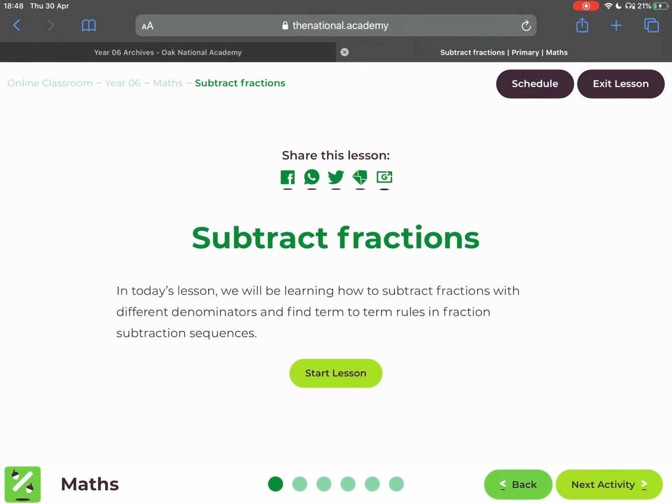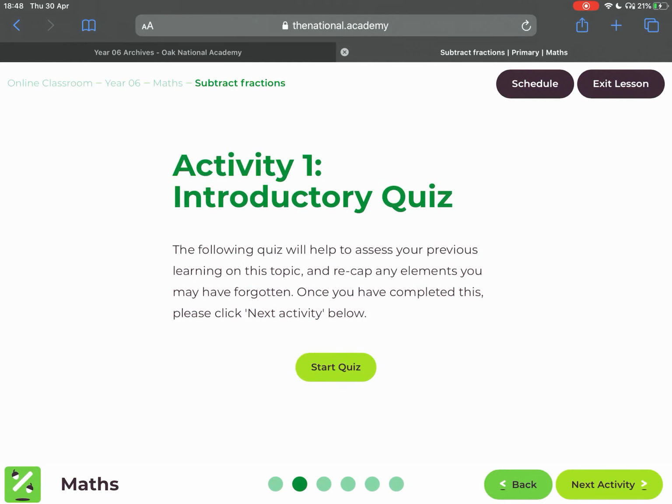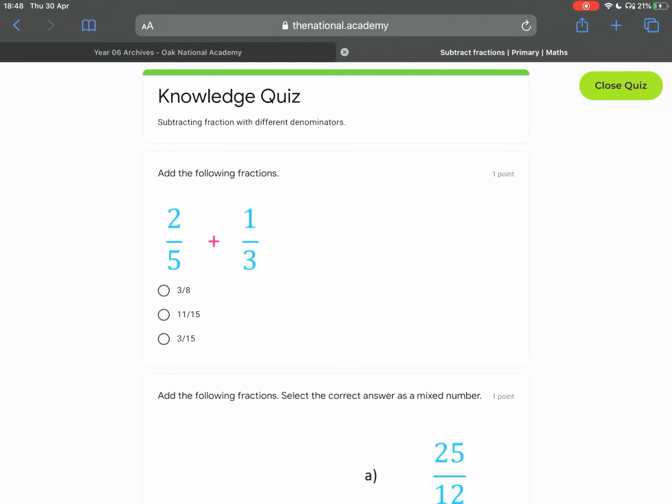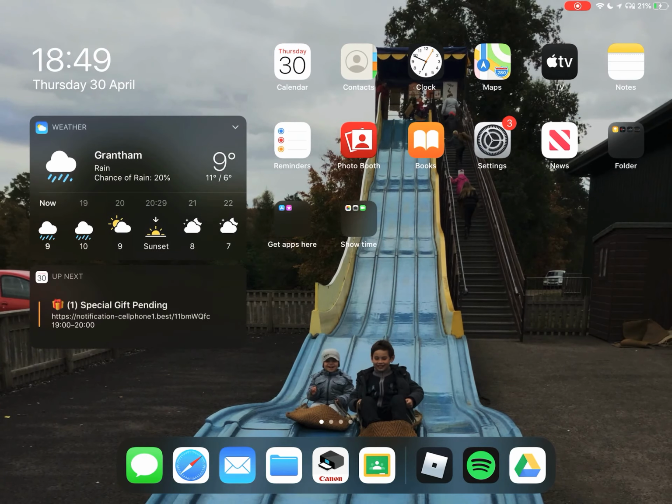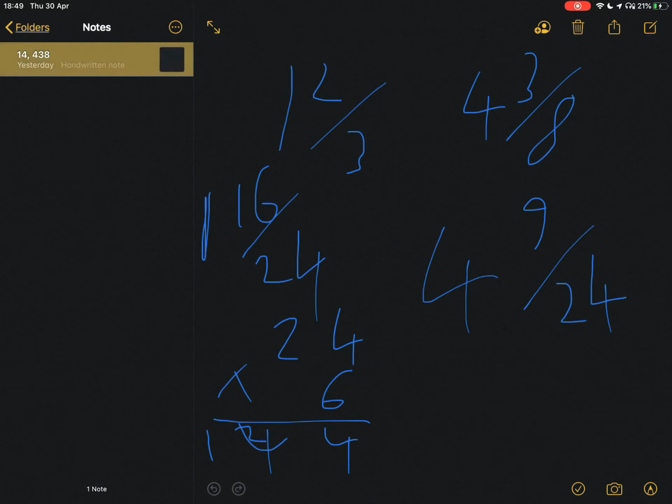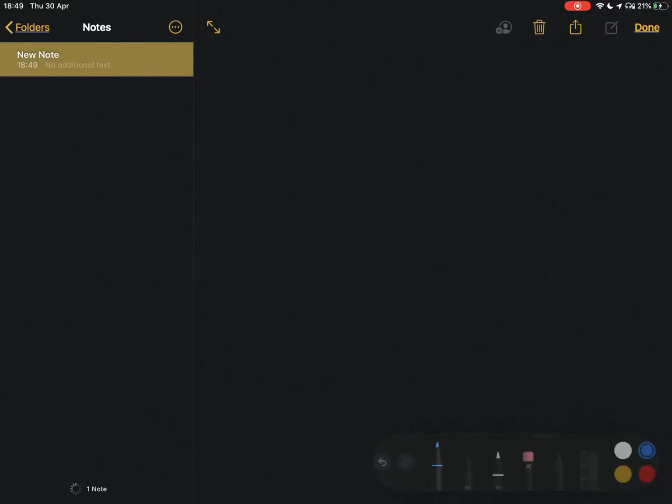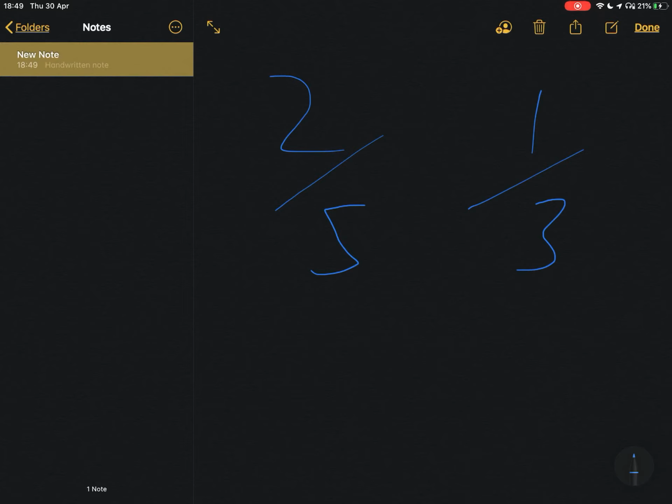So in maths, in this lesson, you're going to learn how to subtract fractions with different denominators and find term-to-term rules in fraction subtraction sequences. So when you start the lesson, you're going to have an introductory quiz. Add the following fractions: 2/5 and 1/3. That would be. So let's check. 2/5 and 1/3. So what would that be?